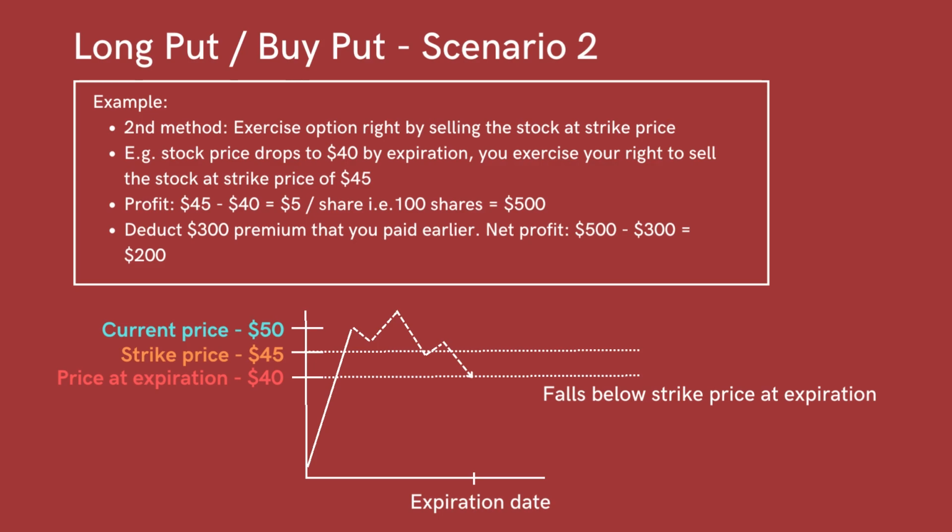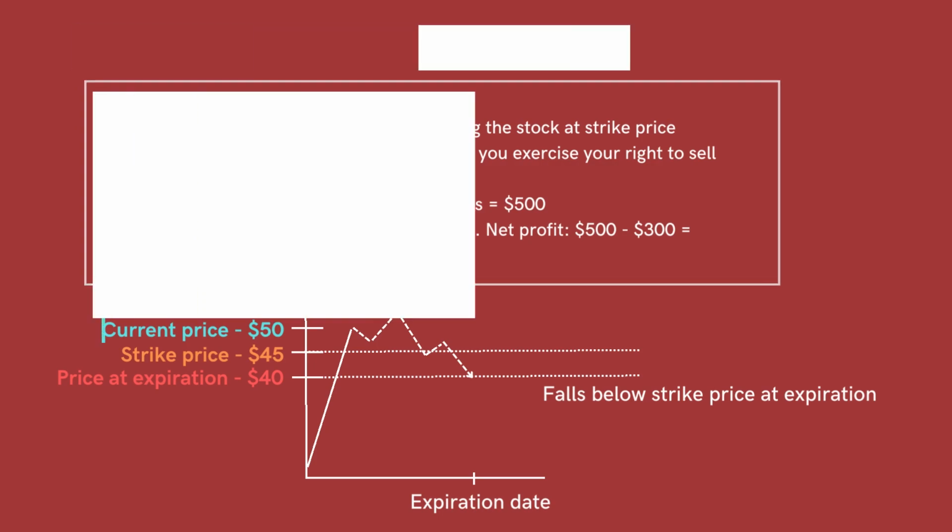You can then choose to exercise your right to sell the stock at your strike price of $45. This means you make a profit of $5 times 100 shares, in other words $500. But of course, you will still have to deduct the $300 premium that you have earlier paid from this $500 profit. And as a result, your net profit for this trade is $200.